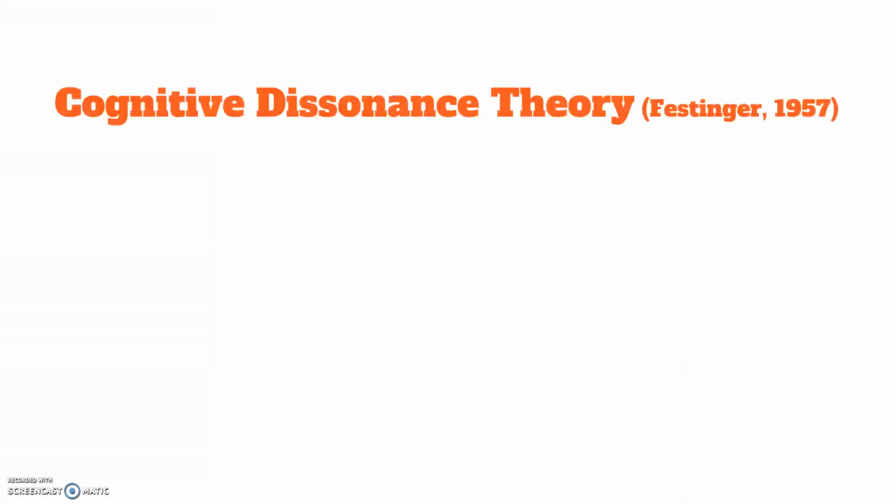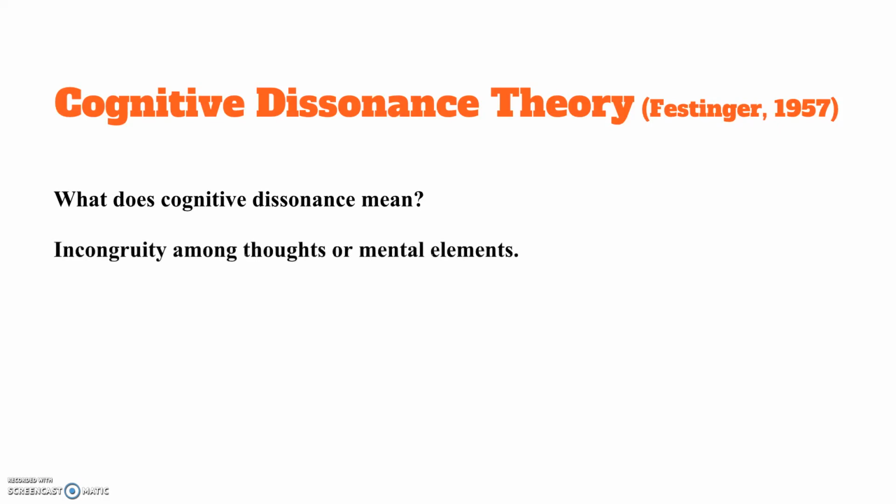So, all right, let's move on to cognitive dissonance theory. So I hope I'm keeping everybody awake. Hello, hello, hello. We're going to talk about cognitive dissonance theory. I don't have a fun acronym for this, maybe CD. You may have learned about this in your psychology classes, but let's talk about it anyway. What does cognitive dissonance mean? Well, it means that you have incongruity among thoughts or mental elements, right?